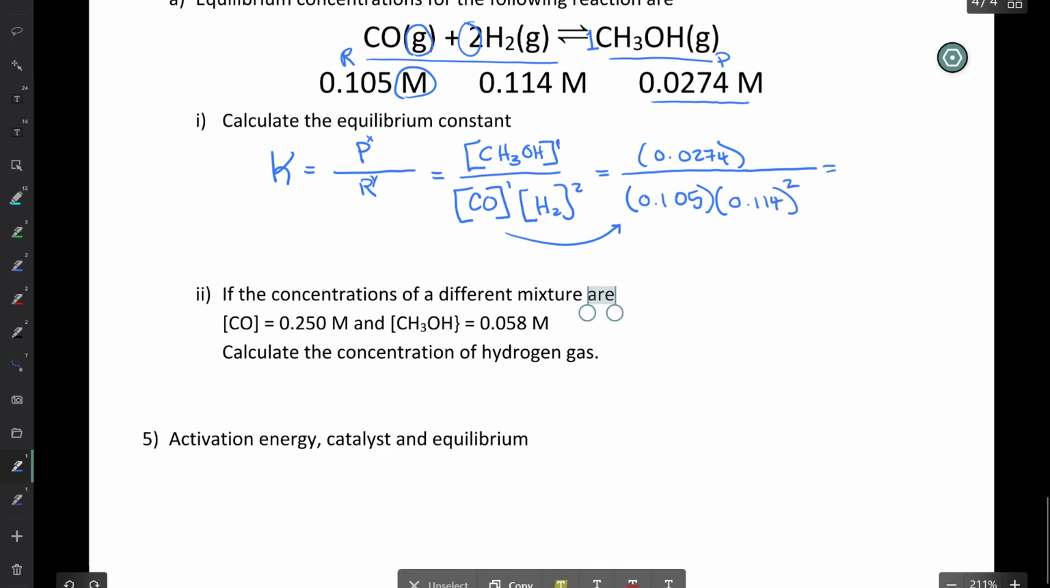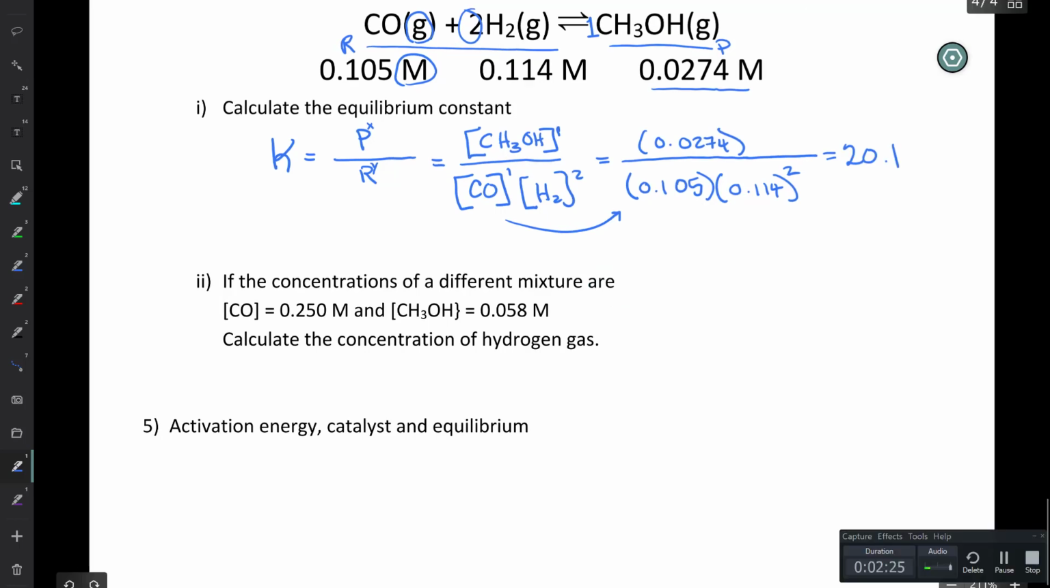And then I go ahead and plug it into my calculator and I'll get a number. This is what I'd like you to do: pause the video at this point, do the calculation, and make sure you get the right number, okay? So I ended up in my calculation with 20.1, and so hopefully you were also able to get that result.